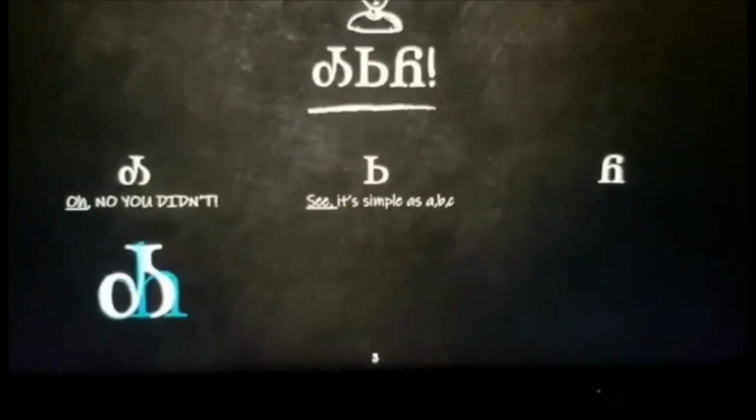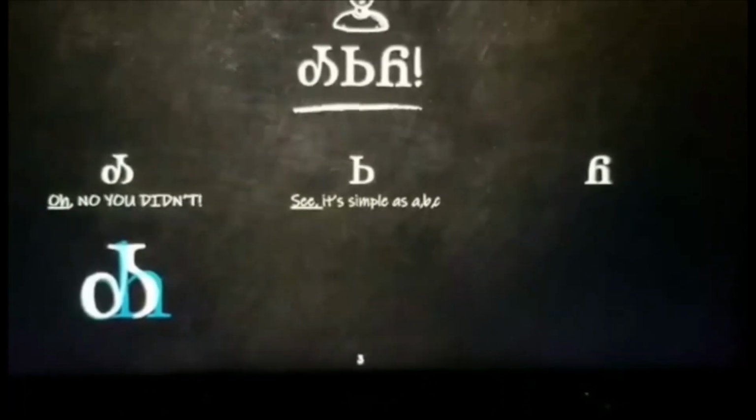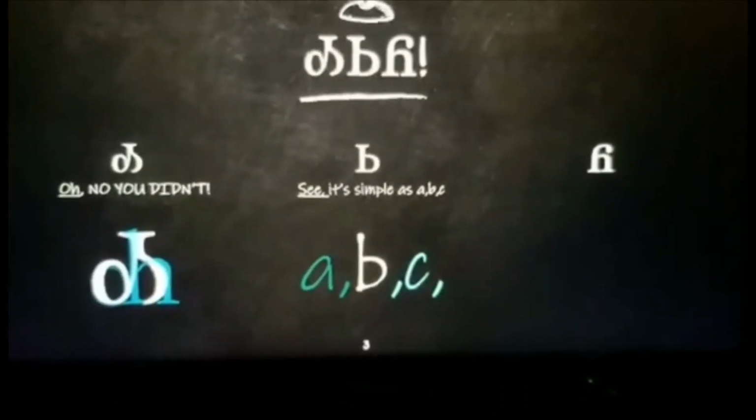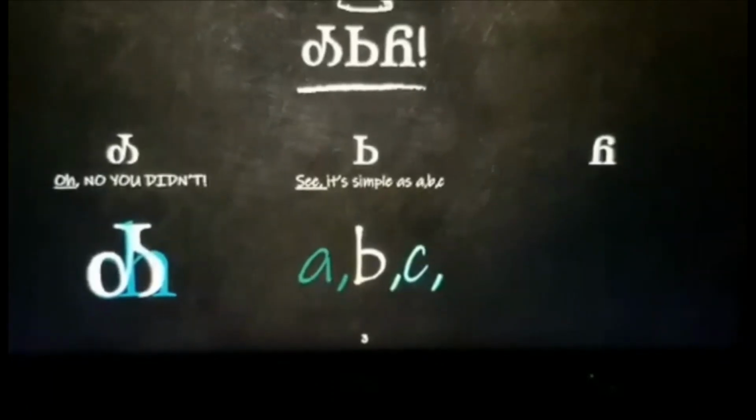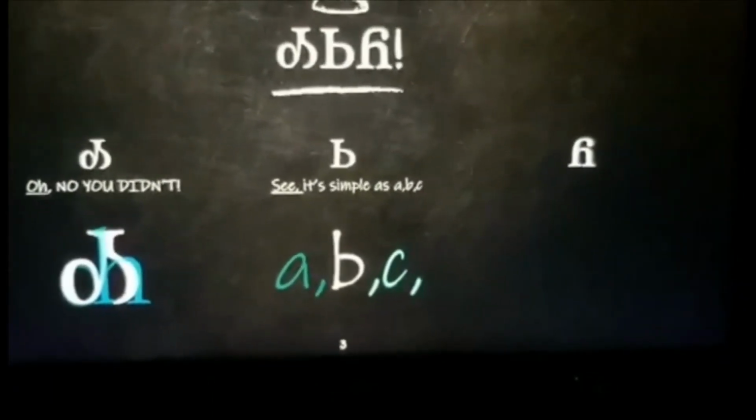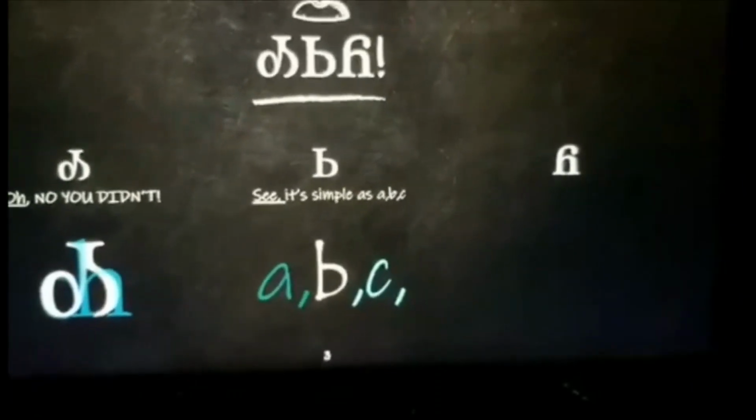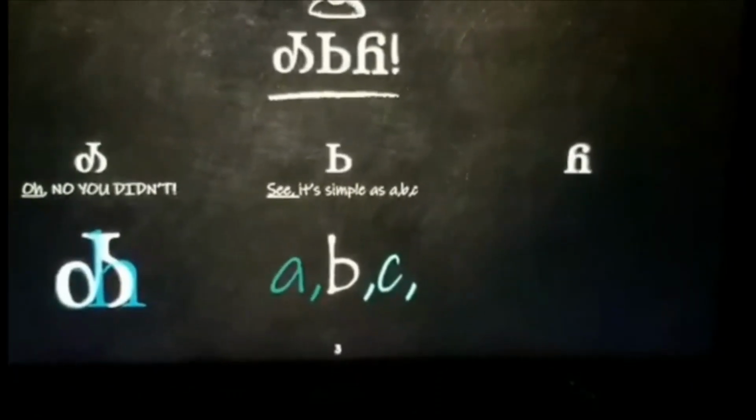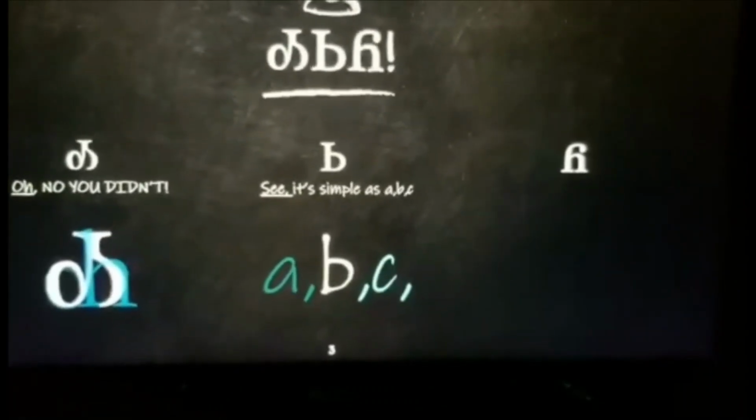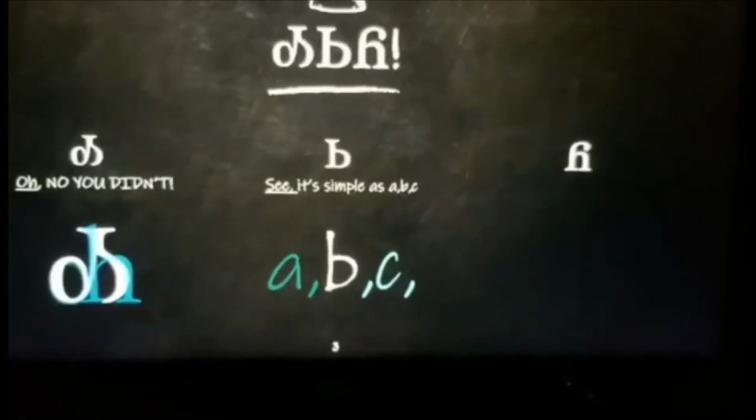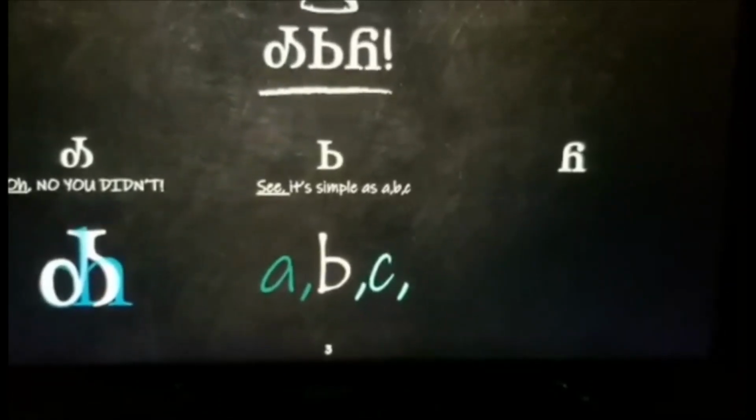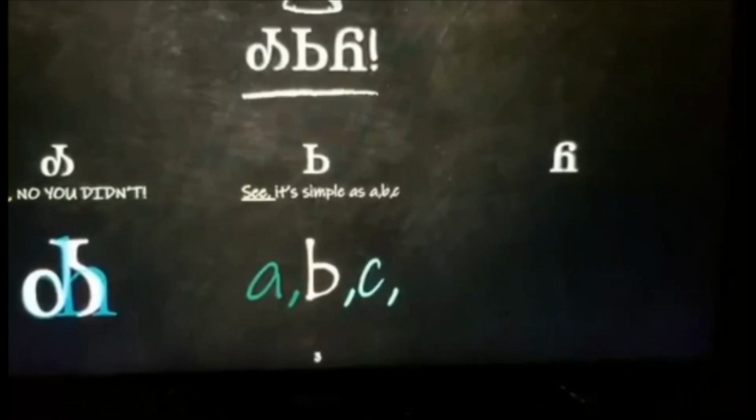And then for C, it's simple as A, B, C. Get it? Because A, B, and then C is right after B in the English alphabet. And I know we probably shouldn't be using English, but I think just to get us started, for me, it was easier to use what I know. So when I see the letter B, I think of C, because that's what comes next. So C, it's as simple as A, B, C.